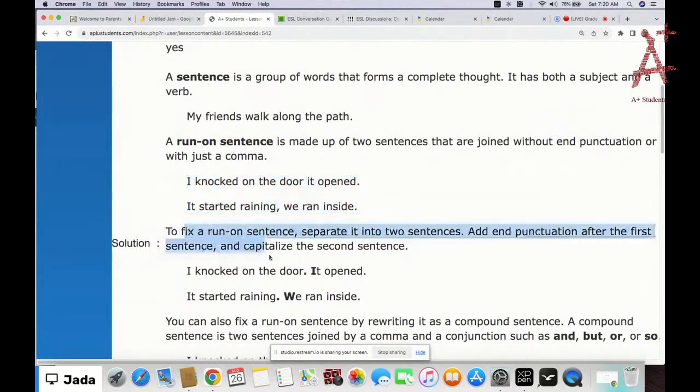To fix a run-on sentence, separate it into two sentences. Add end punctuation after the first sentence and capitalize the second sentence. This is one way to fix the run-on. You put a period in between and then you capitalize the second sentence. Just like I knocked on the door. It opened. Now, it started raining. We ran inside. That's one sentence, and we ran inside is another one.